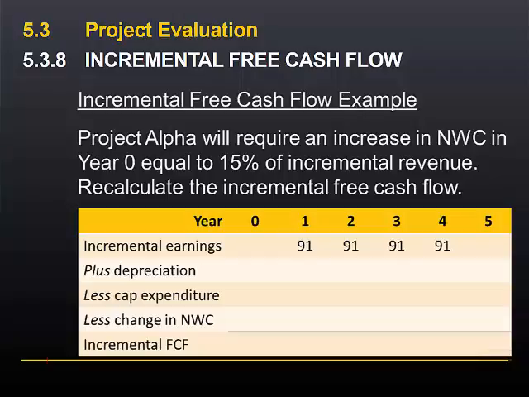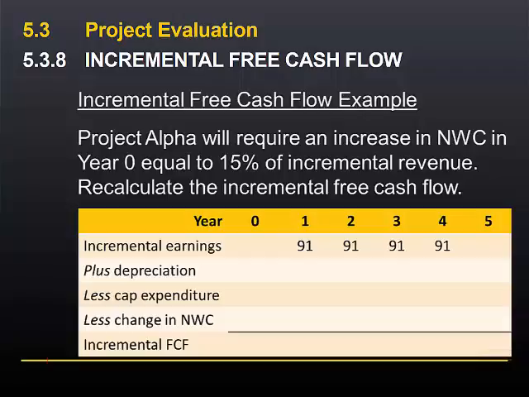The extra information we need in order to complete this process is that the increase in net working capital in year 0 is equal to 15% of incremental revenue. Working capital refers to short-term assets and liabilities, generally accounts receivable, inventory, and accounts payable. Net working capital is the difference between short-term assets and short-term liabilities. This will generally be a positive amount, which ties up cash for the life of the project.